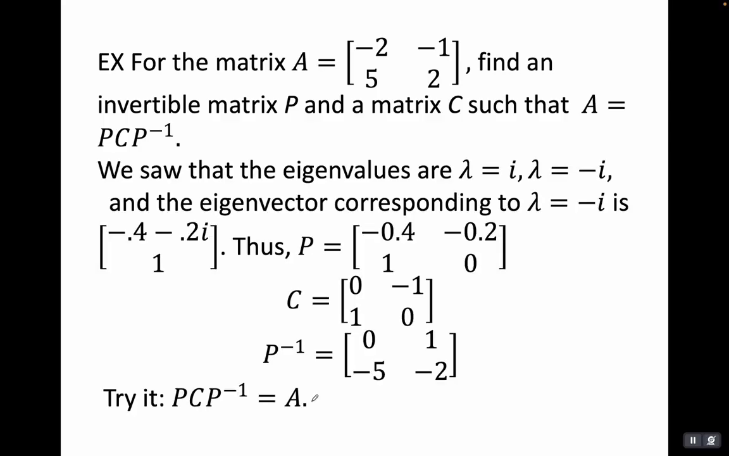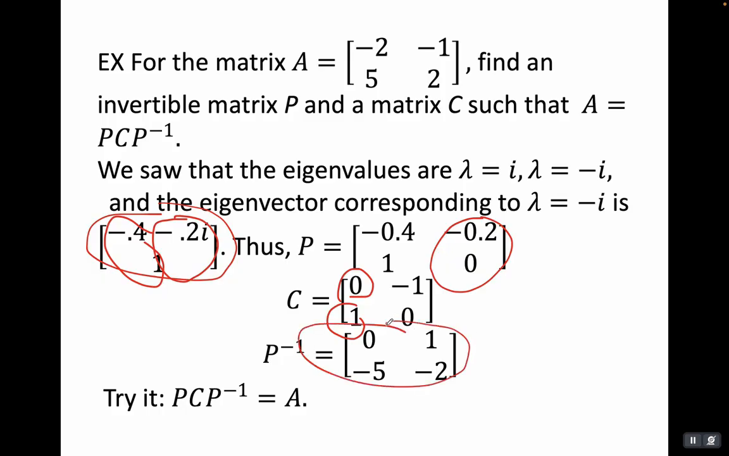We saw that the eigenvalues are lambda equals plus or minus i, and the eigenvector corresponding to lambda equals negative i is this. Thus, P is going to be the real part of this, which is [-0.4, 1]. And this is going to be the imaginary part of v, which in this case is [-0.2, 0]. C, okay, so in this case, a is 0 and b is 1 because the eigenvalues are 0 plus or minus i. P inverse you can just calculate on a calculator. So it turns out that that's P inverse. And we end up with PCP inverse equals A.